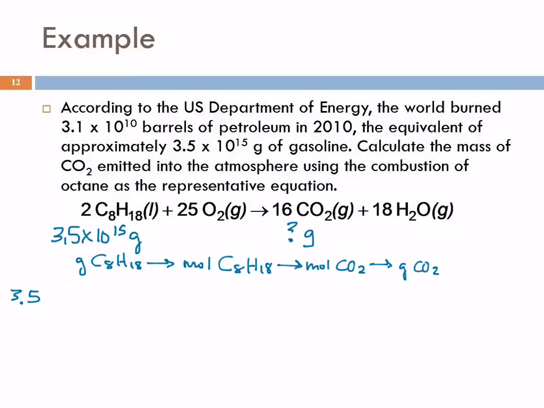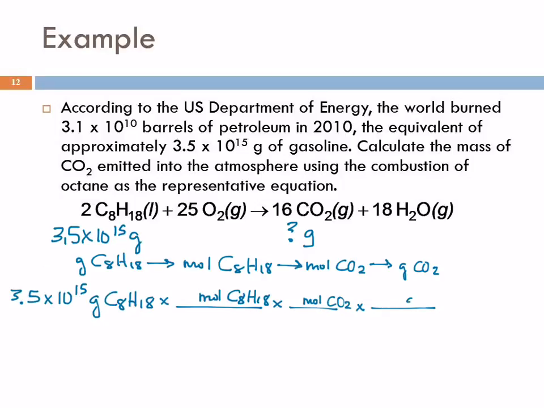3.5 times 10 to the 15 grams. Again, very important to write the chemical formula there. It is tedious, I know it is. I don't like doing it either, but I like getting the answer right. So I have 3 arrows. I'm going to have 3 conversion factors in here. So I'm going to go to moles of the octane, and then I'm going to go to moles of CO2, and then I'm going to go to grams of CO2.